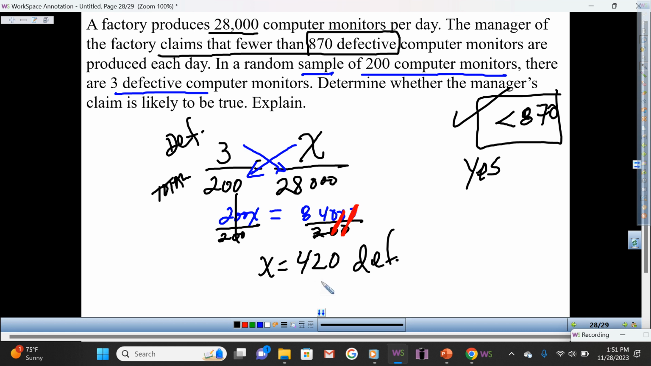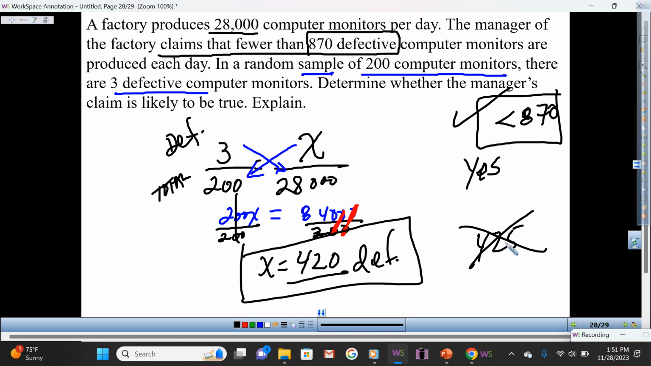Now, if you notice on your study guide, there were how many options with yes? 2. One of them was 420, and the other one was 425. Therefore, the one for 425 is not correct. We go with the one with 420, with a yes.